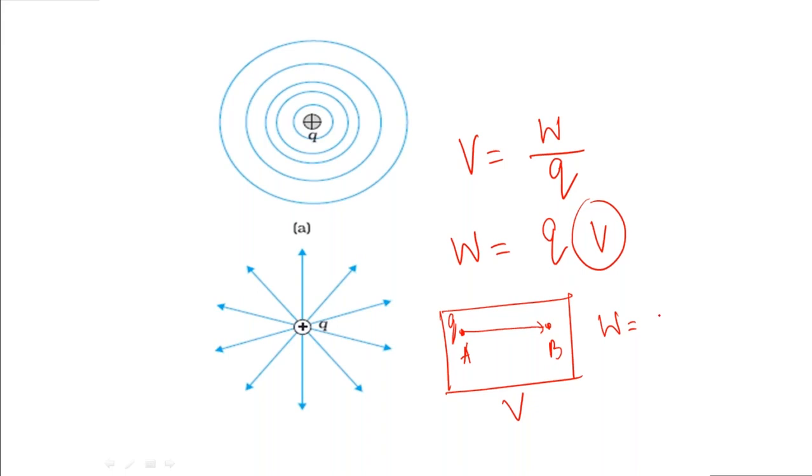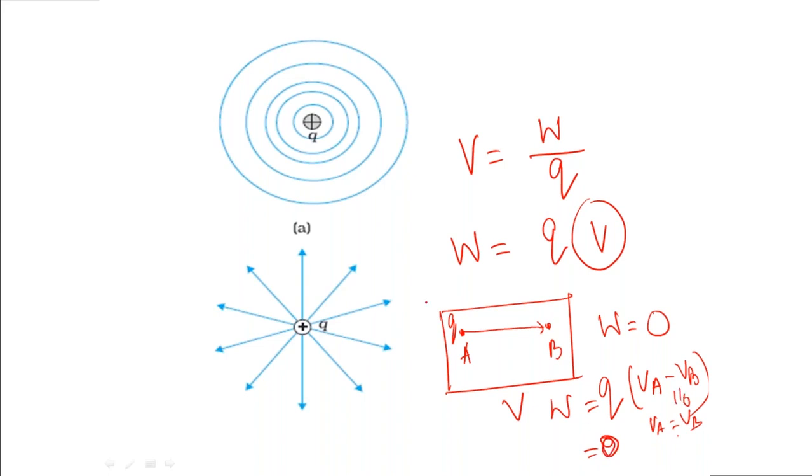The work done will be 0, because in this case work done means the potential difference between these two points, VA minus VB or VB minus VA, whatever. Since there is no potential difference, VA and VB being equal for an equipotential surface, the work done will be 0.